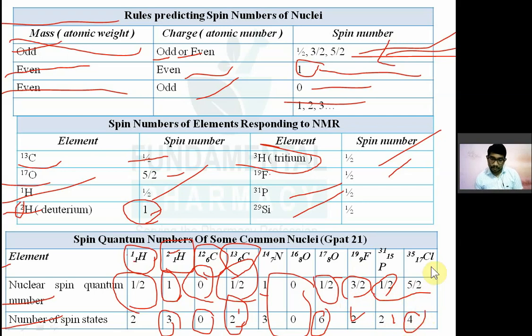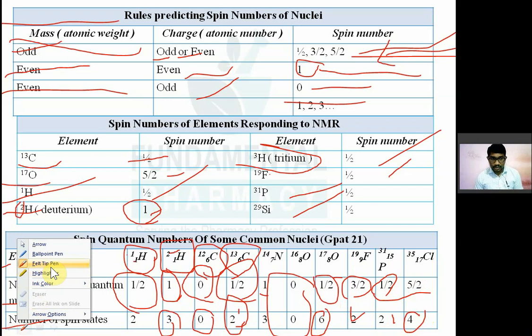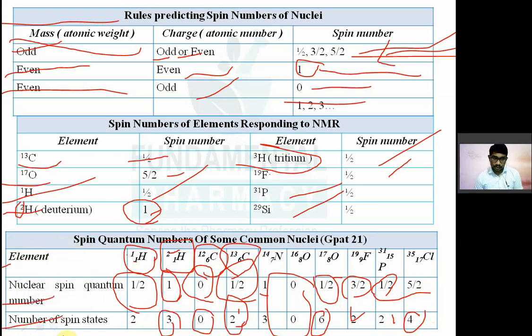So my point being, those atoms which are having half integral spin quantum number, those atoms which have half integral spin quantum number, they are active in NMR. Others are not active. Those with integral spin will not be active.